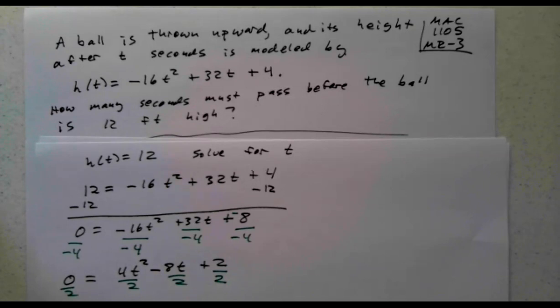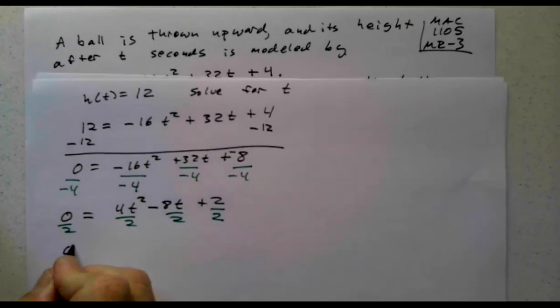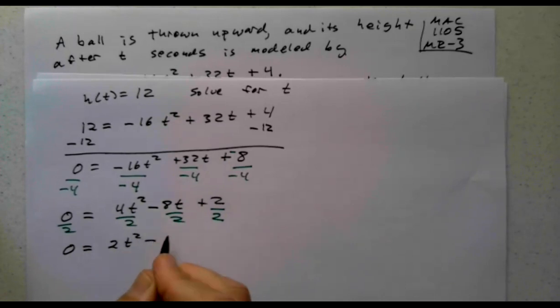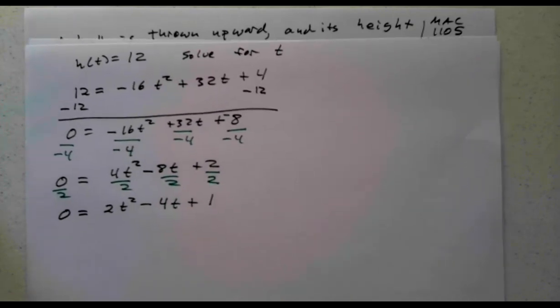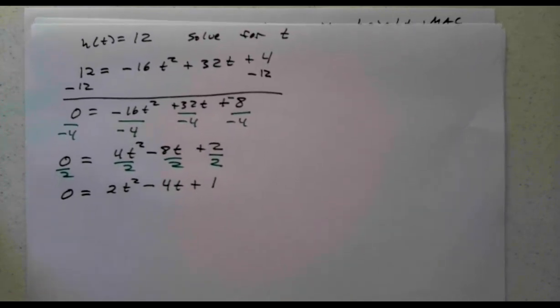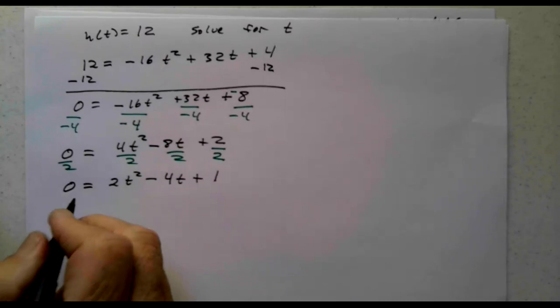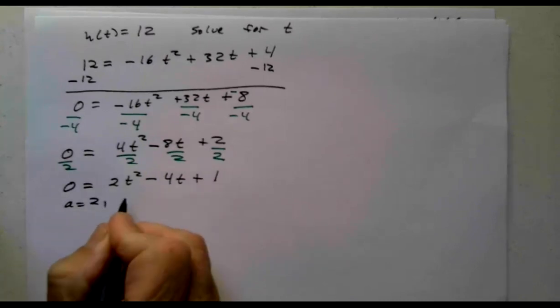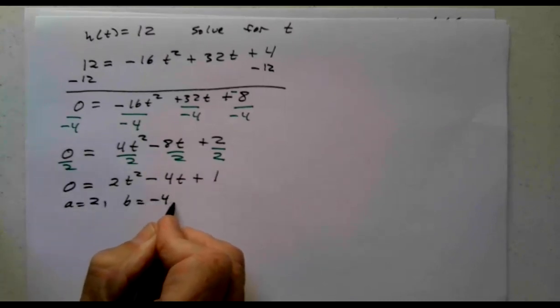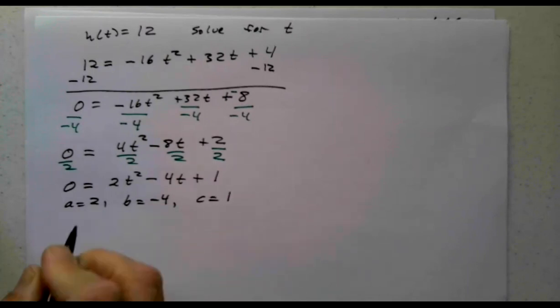We get 0 equals 4 divided by 2, 2t squared minus 4t plus 1. Now, this is what I'm going to want to use in the quadratic formula. So a is 2, b is negative 4, c is 1.